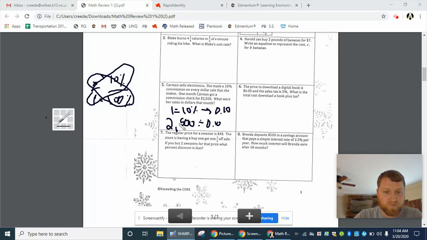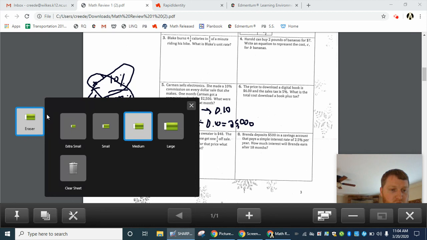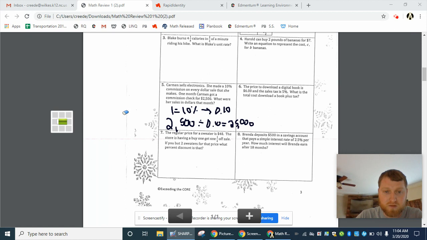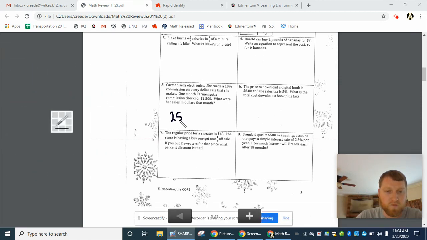All right. So 2,500 divided by 0.10 is going to be $25,000. So Carmen had a pretty good month. She sold $25,000 of product, whatever that is. Could be furniture, could be jewelry, could be whatever. Okay, so she sold $25,000. And the measure is money, so put that dollar sign in front of the 25,000. Okay. All right, moving on.